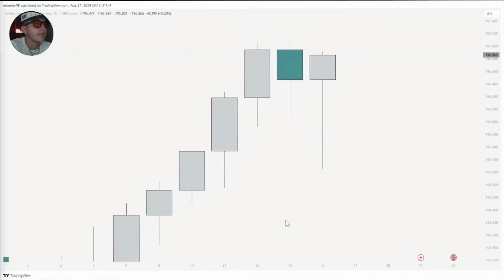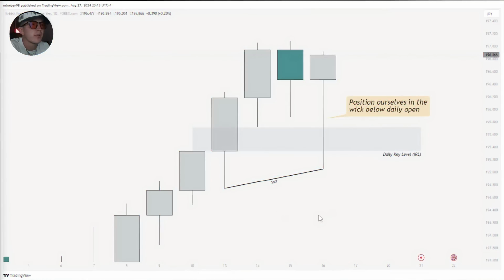So here is a daily chart on the GBP JPY, and like before, I want you to pause the video, mark up your annotations before I show mine on the next slide. Isn't this starting to look familiar? And how all of them are kind of replicating themselves from one another. So we have price reaching a daily internal range liquidity pool, this imbalance, and we have SMT divergence here with Euro JPY. And what we want to do here is position ourselves in the wick below daily open.